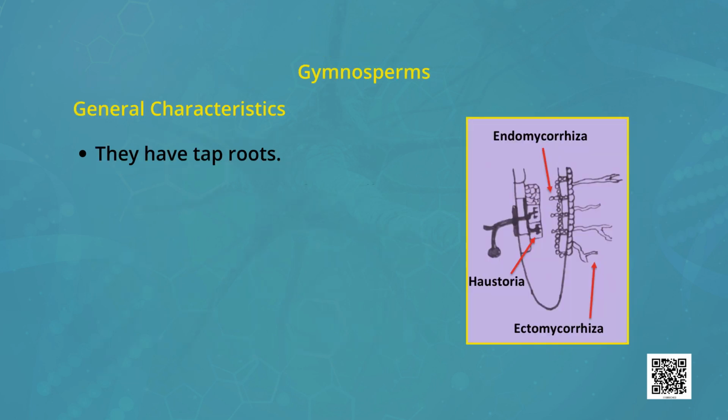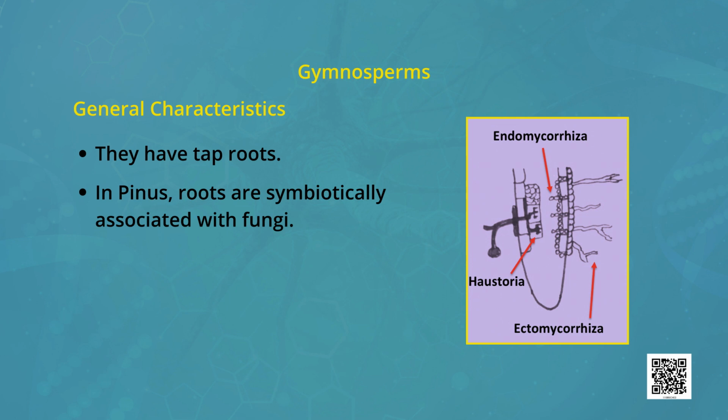Roots of gymnosperms are of taproot type, as you have learnt in your previous classes. They do not have fibrous roots. Although these plants are green and photosynthetic, in some of the trees like pinus, the roots lack root hairs, thus they are unable to absorb mineral nutrients from the soil.